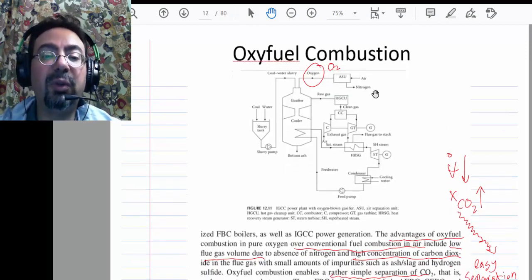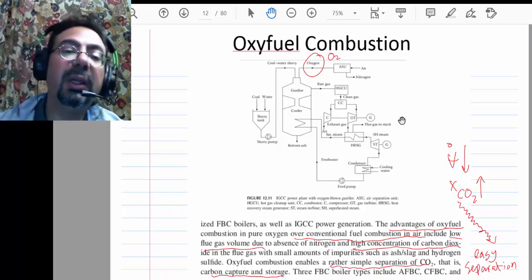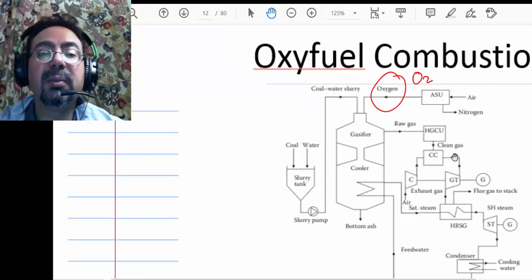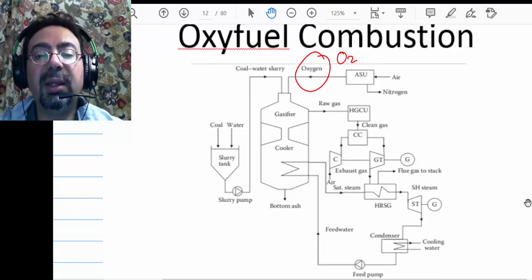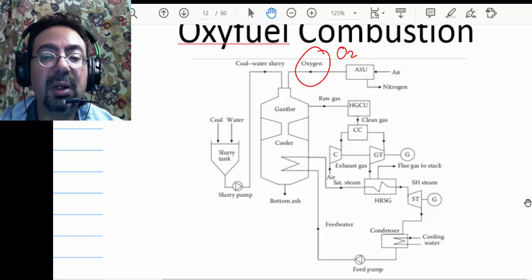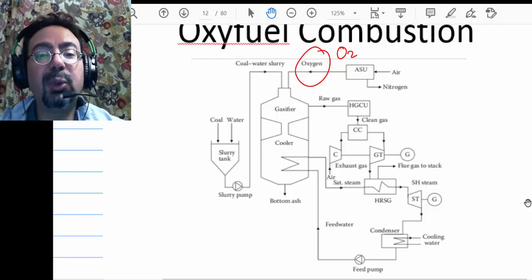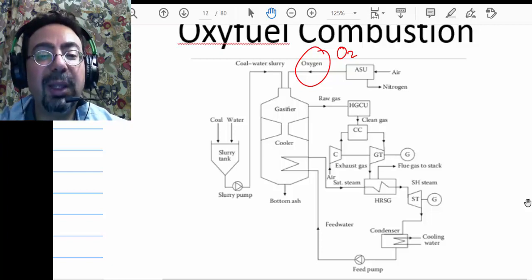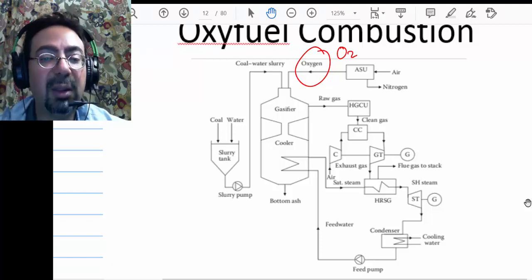Oxy-fuel combustion. If you burn in oxygen rather than in air, why would you do this? That allows you to get CO2 easily out of the combustion products. If you have air, there's too much nitrogen, but if you have just oxygen, then theoretically speaking you can have just CO2 in the product. Therefore, let's take that CO2 in the product and store it, right? And we are done. No CO2 out.